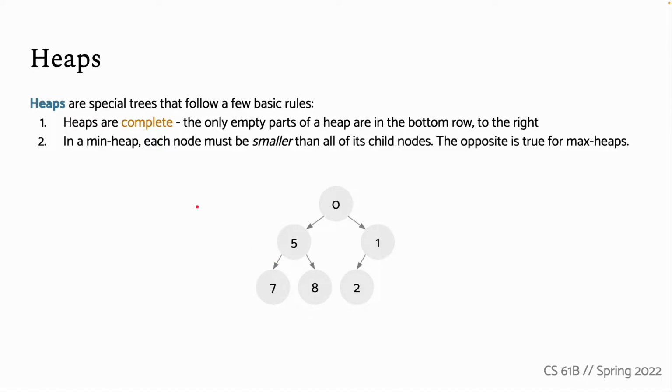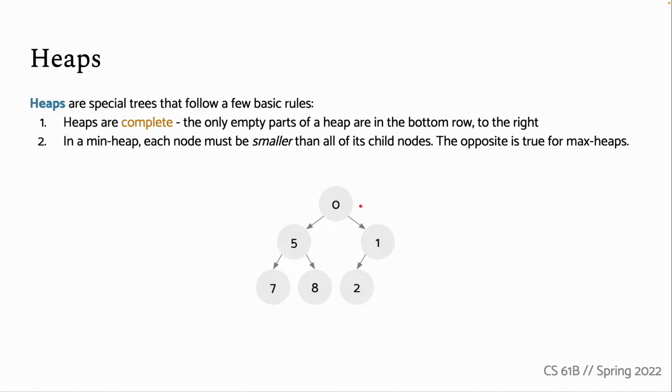The second major property is that in a min heap, every node must be smaller than all of its child nodes. So this is an example of a min heap. And here we see that the 0 is less than both 5 and 1, 5 is less than both 7 and 8, and 1 is less than 2. That's the only rule: each parent has to be smaller than both of its child nodes and therefore smaller than all of their child nodes, and so on. And for a max heap, you can just do the exact opposite, where every node has to be larger than both of its children.